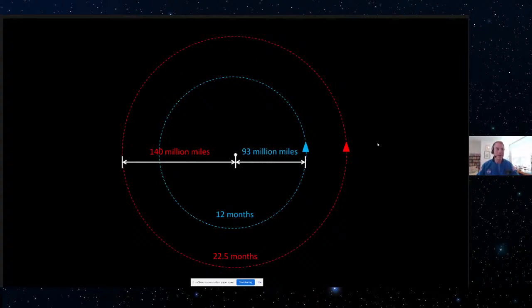Asterisk, fine print: Mars' orbit is really lopsided. It is quite elliptical. It would actually show up on this scale, but I've kept it as a circle for simplicity's sake. And it takes Mars about 22.5 months to go around the sun.